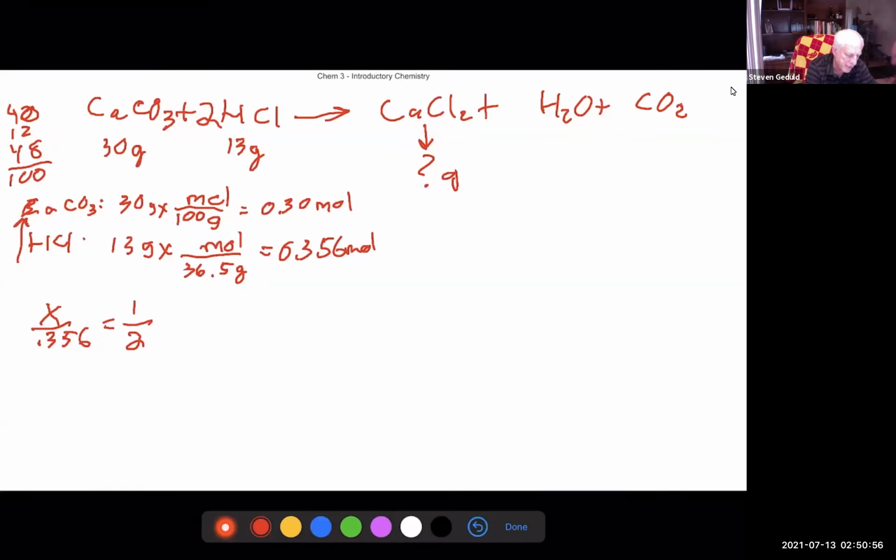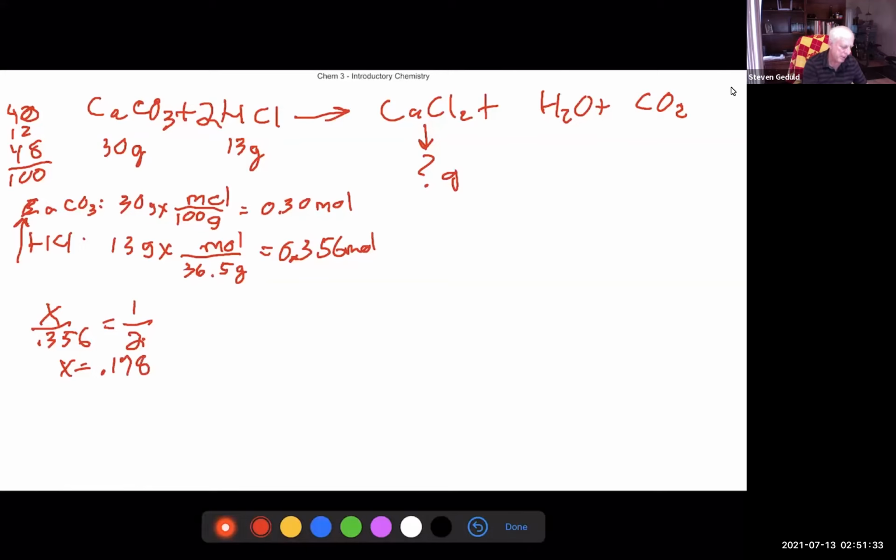Okay, so I put an X for the number of moles of calcium carbonate, and I know moles of HCl is 0.356. It's a 1 to 2 relationship, calcium carbonate is 1, HCl is 2. So X over 0.356, we cross multiply, 2X equals 0.356, X equals 0.356 divided by 2, which is 0.178.